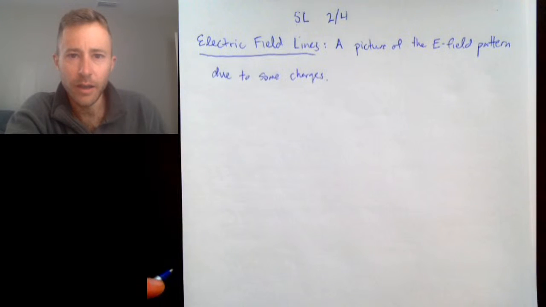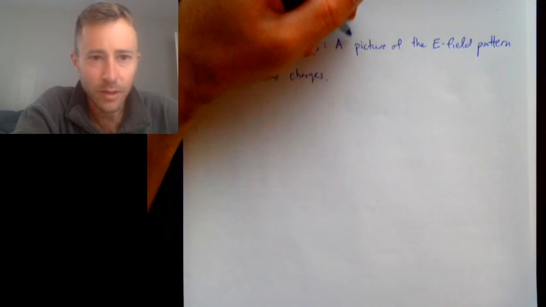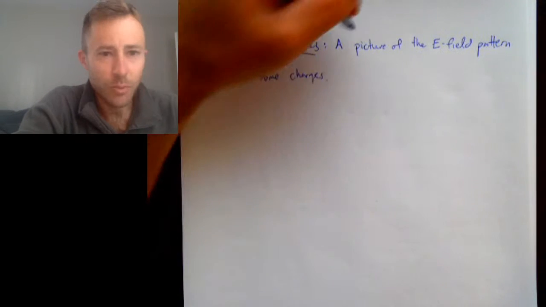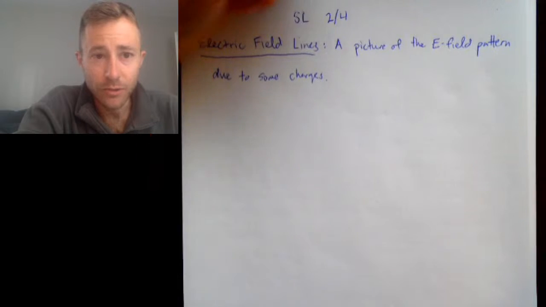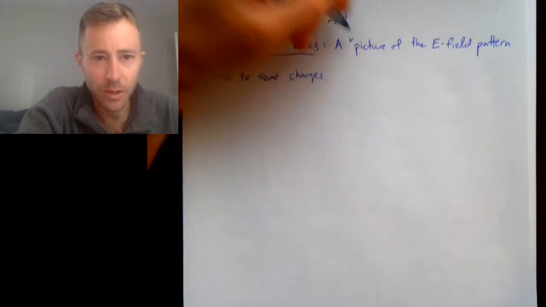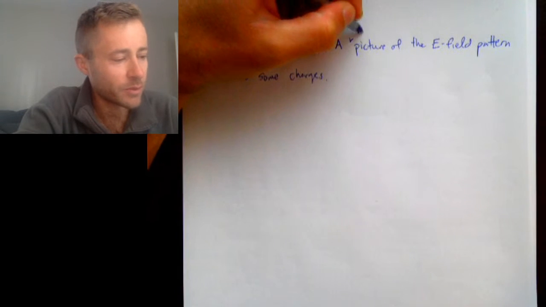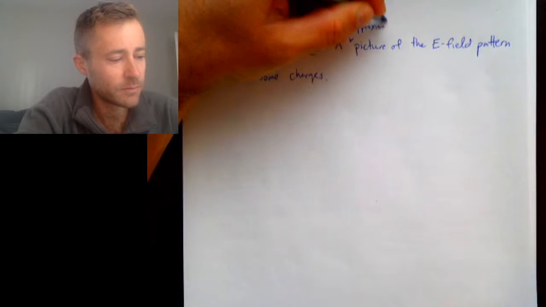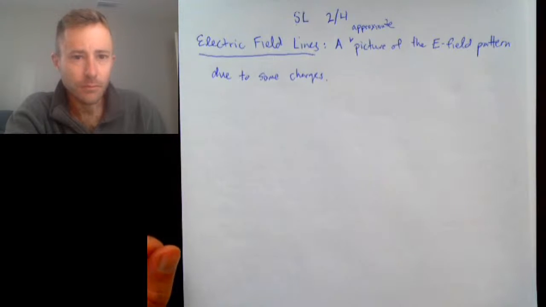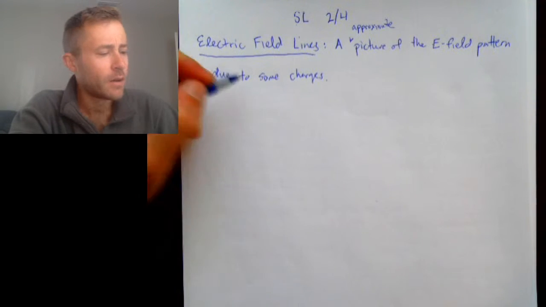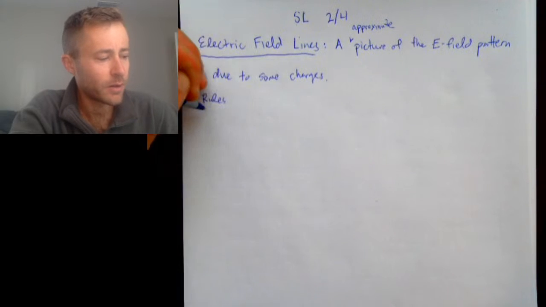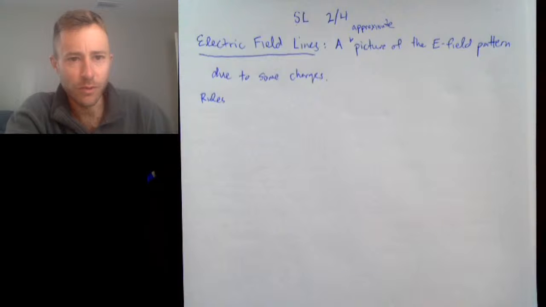All right, and here's the nice thing, is that unless you're making those field lines with a computer, which we're not going to be doing, it is an approximate picture. Okay. So basically there are some rules. Okay. So let me go over the rules of drawing electric field lines.